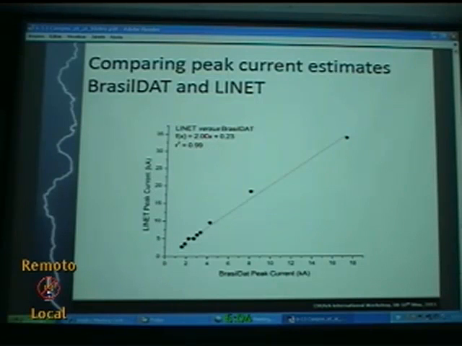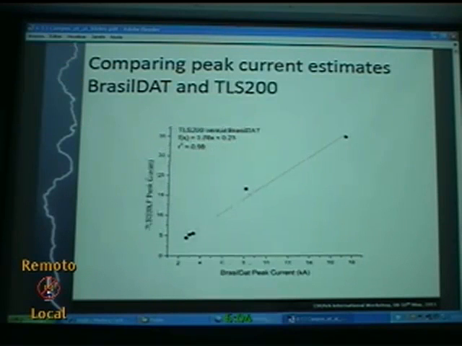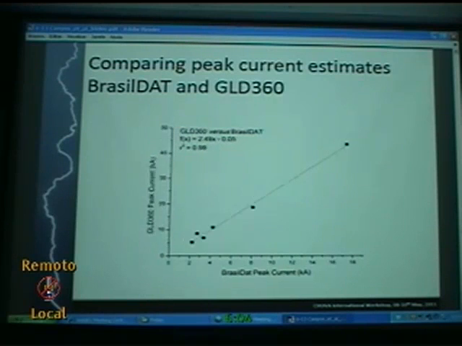BrazilDAT underestimates the peak currents by a factor of roughly 2. If we compare BrazilDAT to TLS 200, again we have a very high R squared, and now the factor is about 1.76 with some linear correction as well. BrazilDAT versus GLD 360, again very high R squared, but now a higher factor of 2.49.